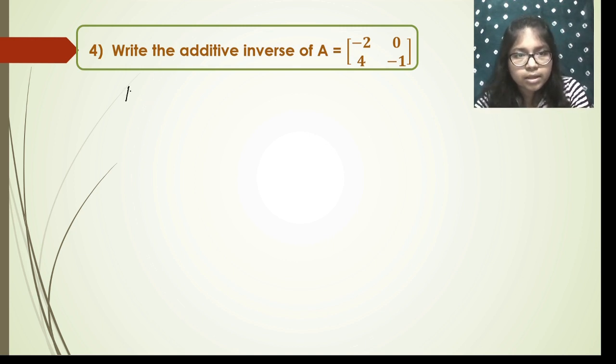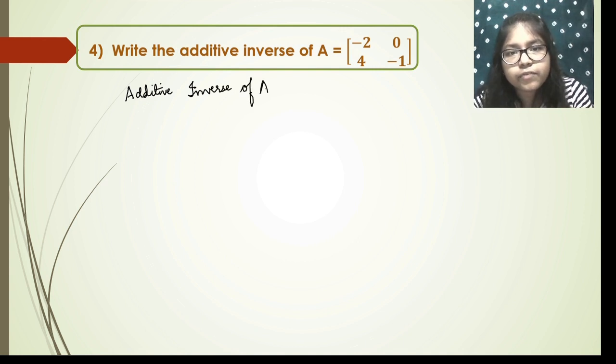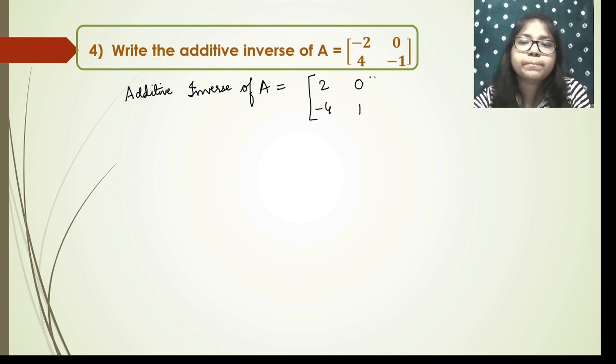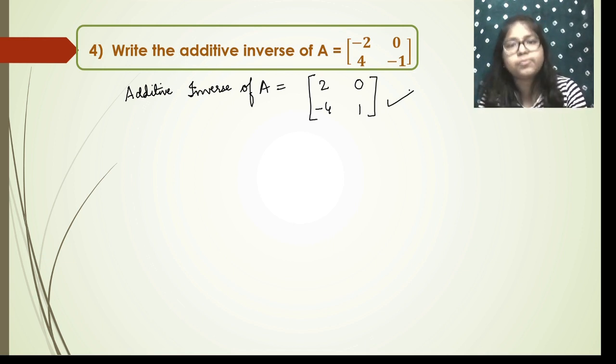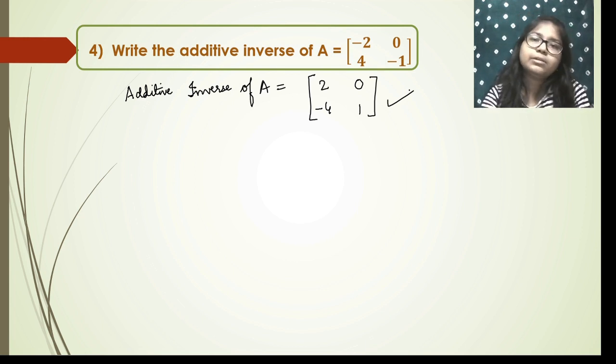So additive inverse of A equals to, just write the negative of each number. Minus of minus 2 is 2. 0 will remain 0. Minus 4. And this will become 1. That's it. I've just given this problem to clear your concept. Moving to the next problem.